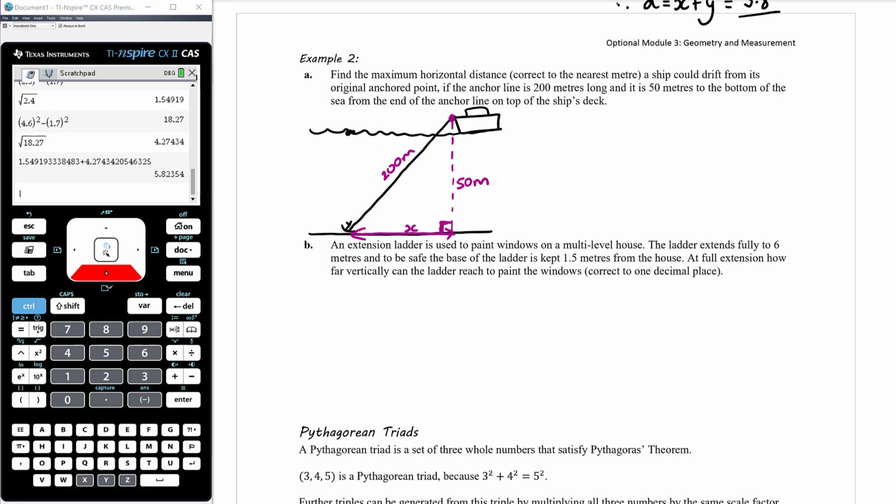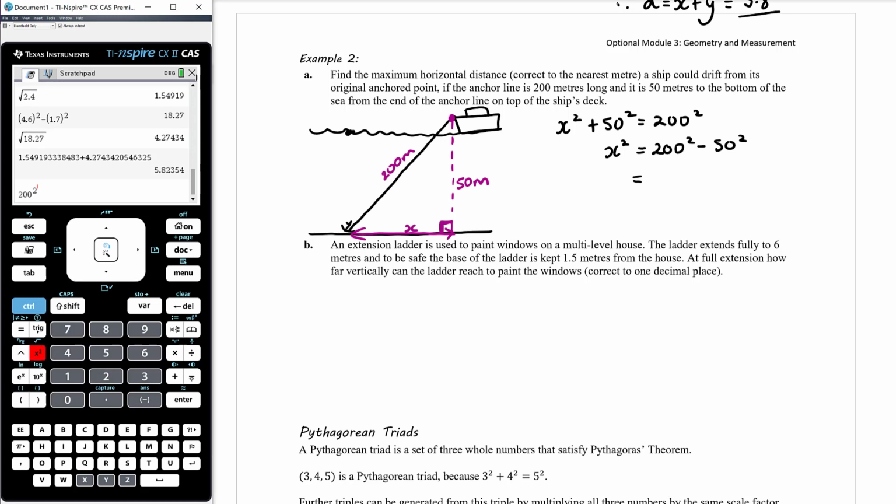If there isn't a diagram, draw a diagram, identifying where the right-angled triangle is. It's going to be here. So we've got a right angle triangle. X is the horizontal distance, so not the hypotenuse. So in terms of setting up Pythagoras' theorem, x squared plus 50 squared equals 200 squared. Okay, so x squared equals 200 squared minus 50 squared.